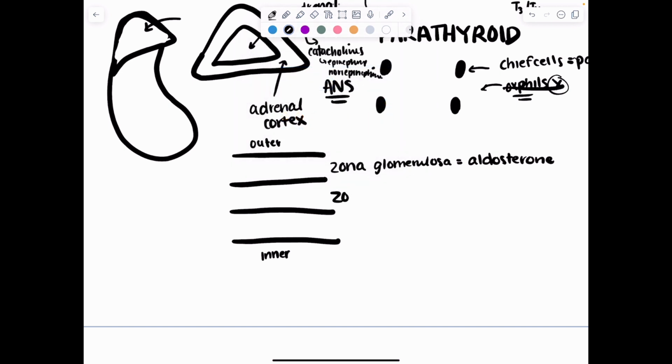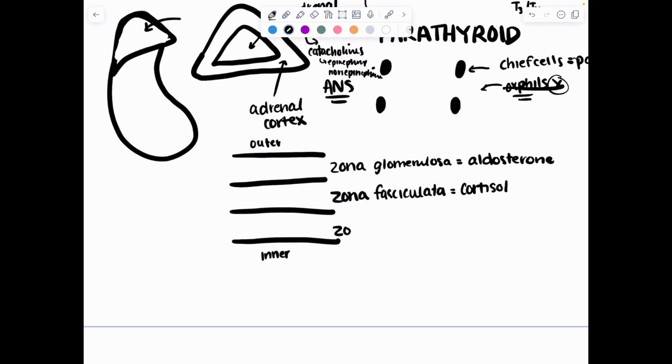The next zone is my zona fasciculata. And zona fasciculata is going to create glucocorticoids. Specifically, the one you need to know is cortisol. Cortisol you might have heard of before. That's our kind of stress hormone. It's involved with regulating glucose metabolism.